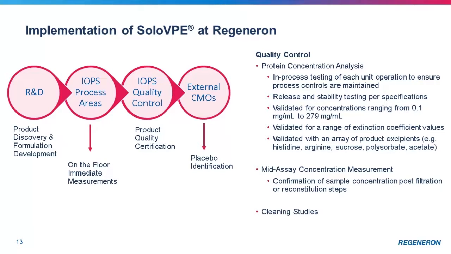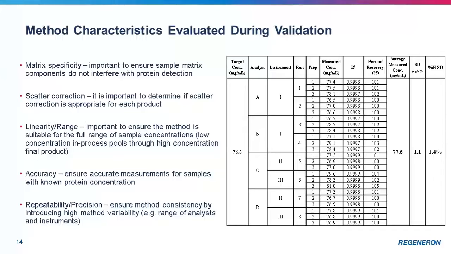of the process. So overall, SoloVPE seems like a great solution to the traditional UV challenges we experience, but some method characteristics must still be evaluated in detail, especially when implementing and validating this technology in the QC space for the first time. Example characteristics that we focus on at Regeneron include matrix specificity, which is very important to ensure that our sample matrix components are not interfering with the protein detection.